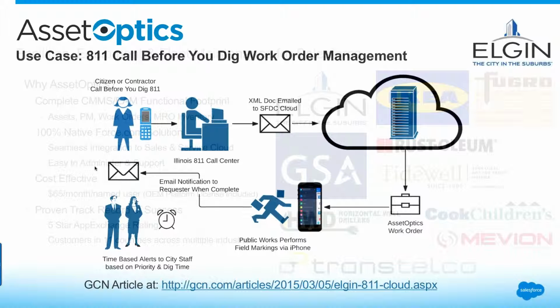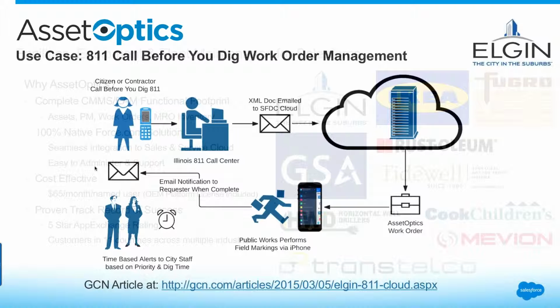When a request is logged into their call center and it falls within the bounds of the city of Elgin, and they have to go out and mark underground utilities, the city receives an email with an XML document attached to it. That email gets sent to a Salesforce workflow where that workflow takes the XML document, reads all the appropriate tags in the document, and maps it to a work order in AssetOptics. So automatically a work order gets created in AssetOptics.